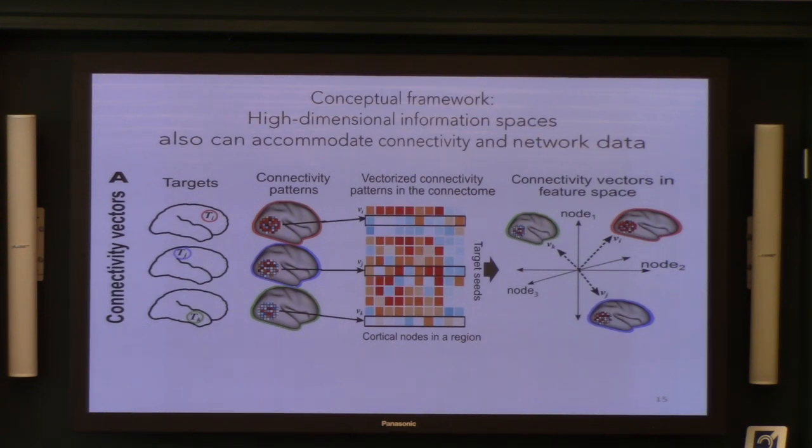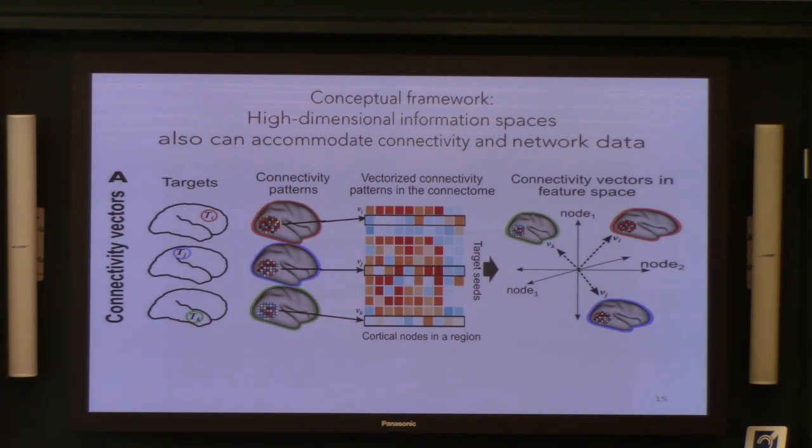Now, I'm going to get into this later, but you can also use this framework to think about functional connectivity. So if you have a cortical area, like this lateral occipital area, it will have a pattern of connectivity with a target, a location elsewhere in the brain, like this area in right frontal cortex. And that pattern of connectivity with right frontal cortex is going to be different from the pattern of connectivity with central cortex or anterior temporal cortex. So each one of these patterns of connectivity in this cortical field is a vector and can be thought of as a location in high-dimensional connectivity space. So that's why I call this a high-dimensional information space, because it can accommodate response patterns. It can also accommodate connectivity patterns.